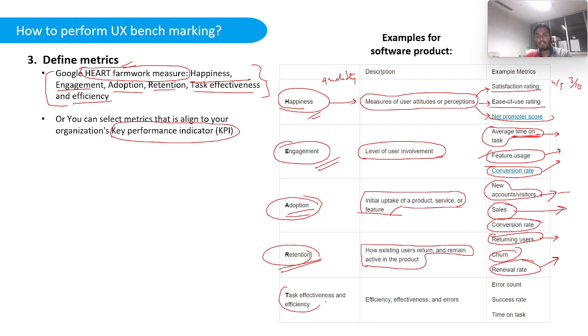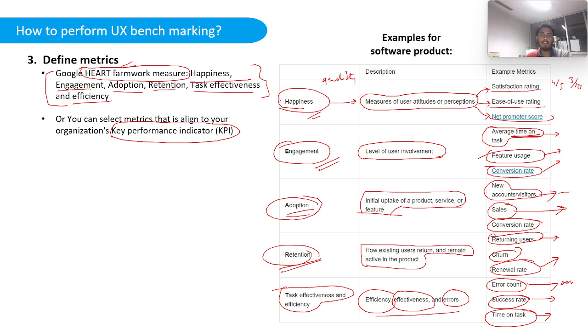Then task effectiveness. When you design the interface, the hierarchy, the navigation, then we have to see how effective the particular interface is, and whether it is error free. All those measures we can measure by identifying quantitative measures. We can measure the number of error counts, the success rates, and time on task, like how efficient this particular interface is.